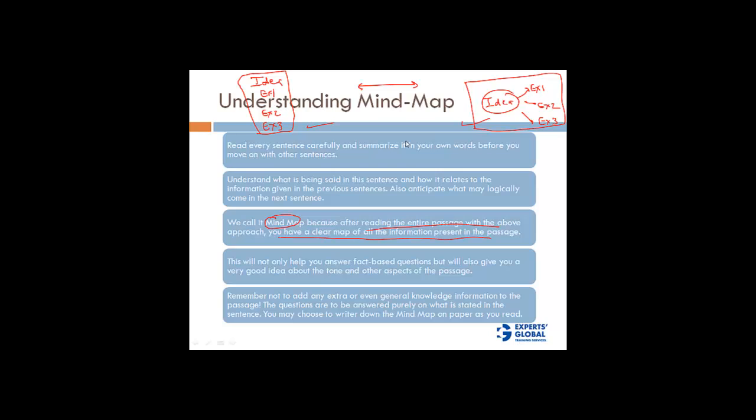Of course, I don't want you to write the summary of the paragraph in text, because that is going to take a lot of time and there's not really going to be any value add there. So just have a very brief structural overview of the passage on paper, and that is what is going to help you. This will not only help you answer fact-based questions, but it will also give you a very good idea about the tone and other aspects of the passage. And the most important thing here, the fifth thing, is to remember not to add any extra or general knowledge information to the passage. The questions are to be answered purely based on what is stated in the passage. You may choose to write down the mind map on paper as you read.